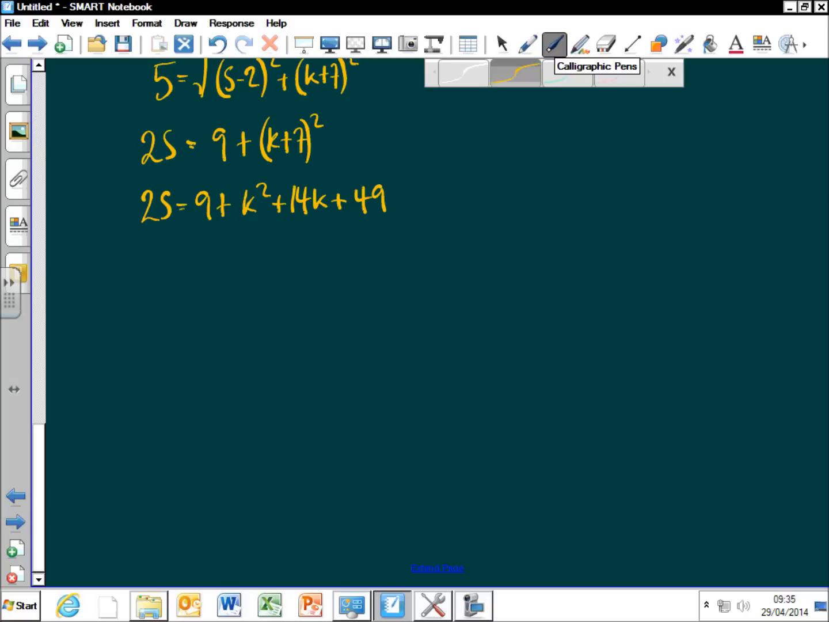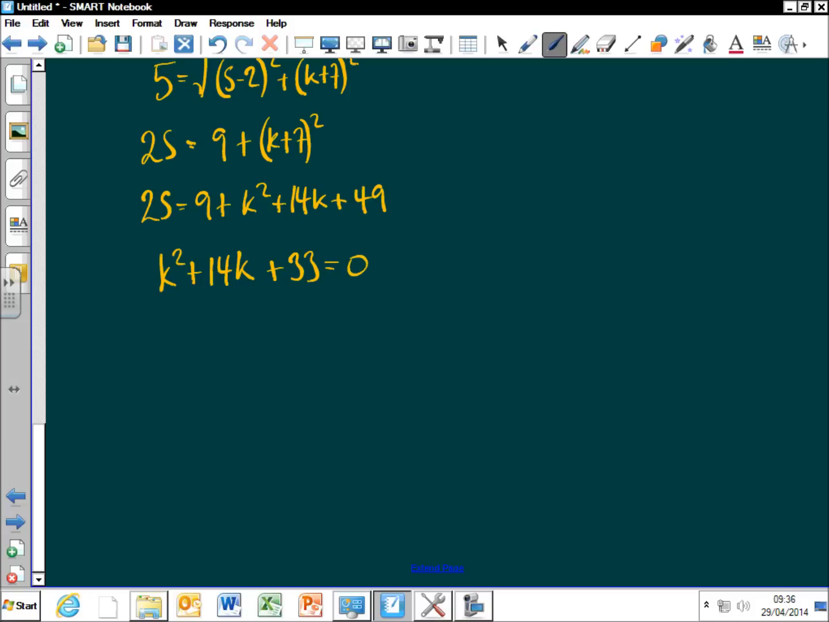So it's going to be k squared plus 14k, and then I've got plus 49 plus another 9, so that's 58, and then I'm going to take away 25, so that is 33, plus 33, I think, yeah, plus 33, okay, and that all equals 0. I'm trying to find the k value that makes this true.